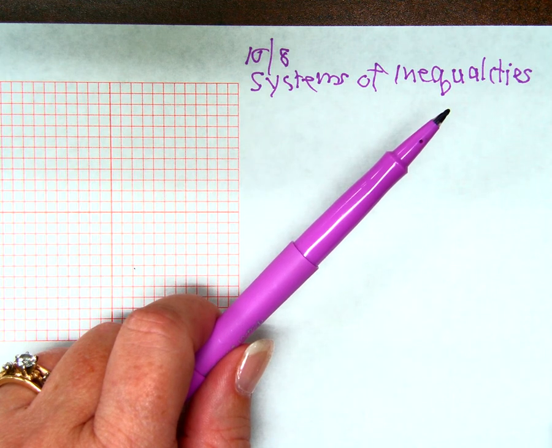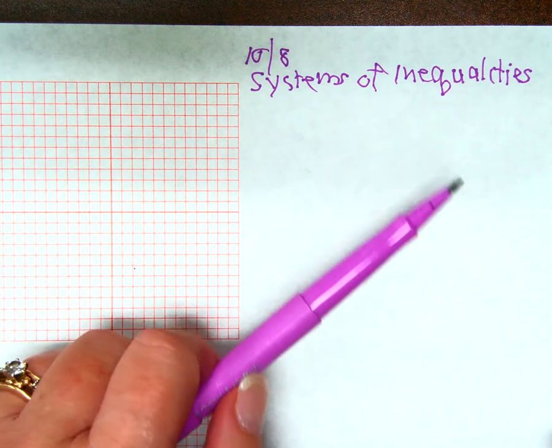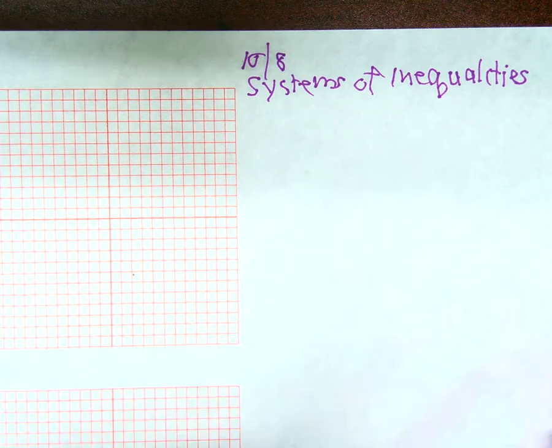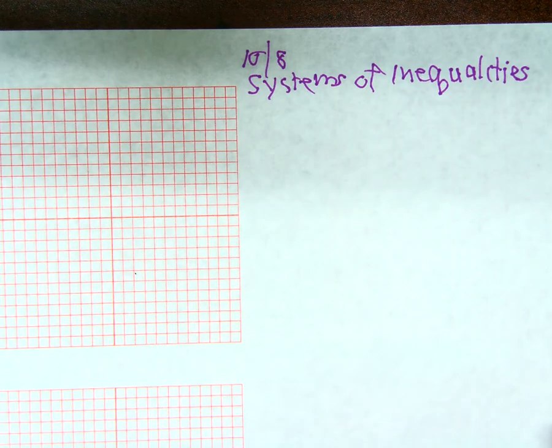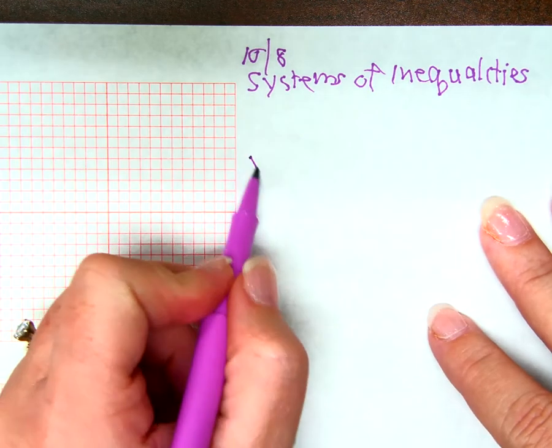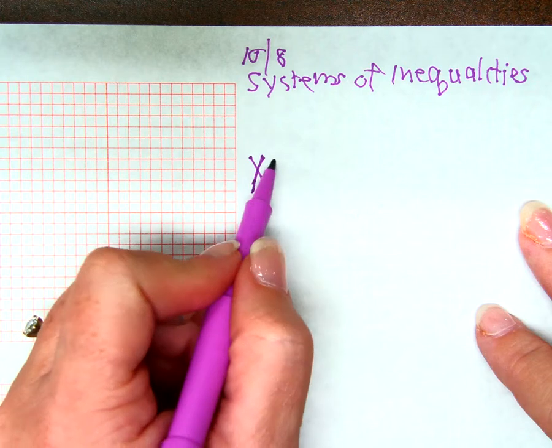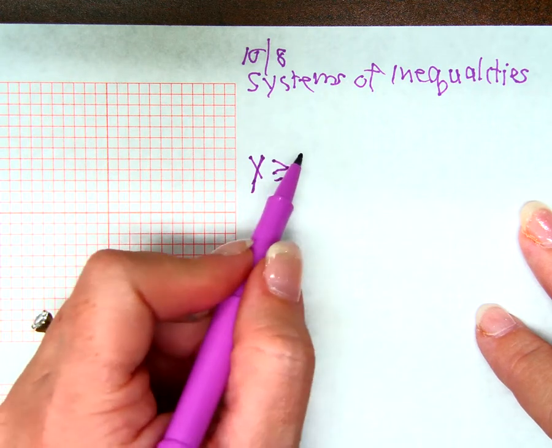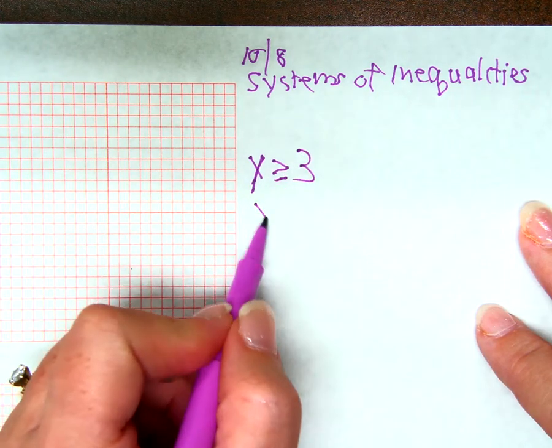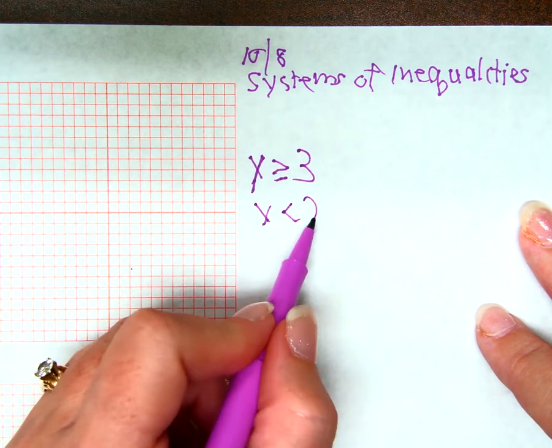Shade. So if I'm shading multiple inequalities, I'm looking for the area where they're all shaded, right? Where they overlap, where all the shading overlaps. Okay? So let's start out kind of easy here. Sorry, that's a y. Y is greater than or equal to 3, and x is less than 2.